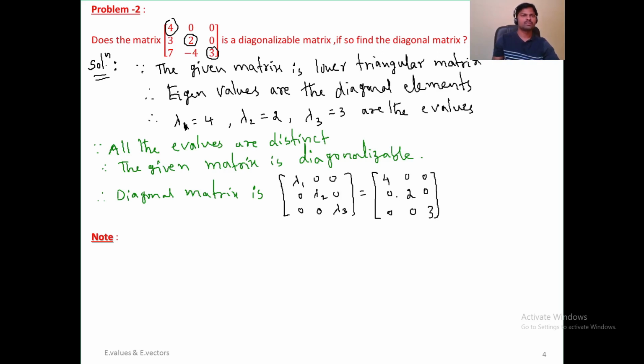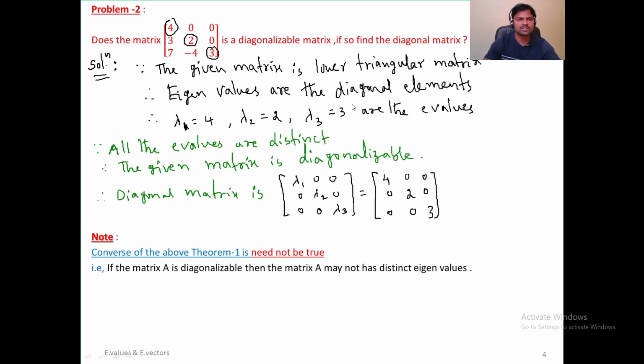Okay. Next one, note: the converse of the above theorem number 1 need not be true. What is the converse actually? The statement is this: if the matrix A is diagonalizable, then the matrix A may not have distinct eigenvalues. Let's try one example.